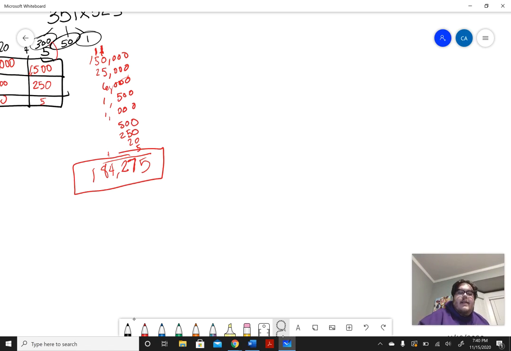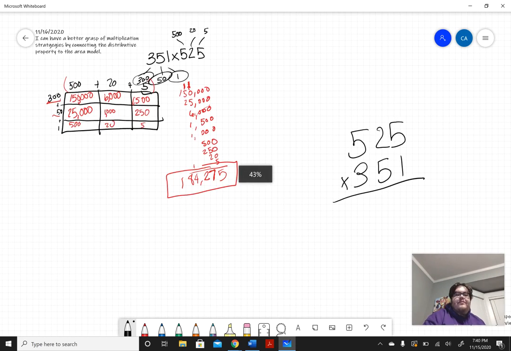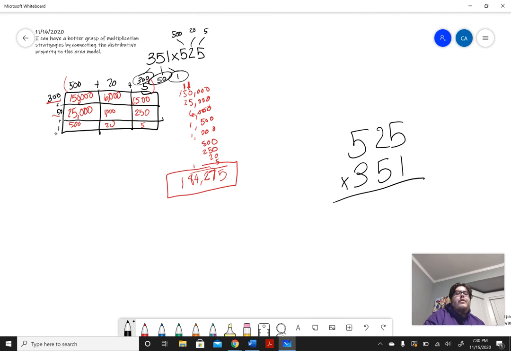So I was talking about how we have 525 times 351, right? And just like in our area model, we are going to distribute the value of each of these numbers across 525, right? And we're not going to take the time to work out standard algorithm. You can do that with your teacher in the guided practice.